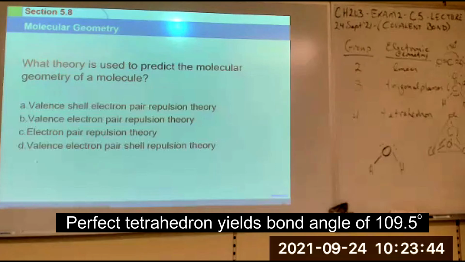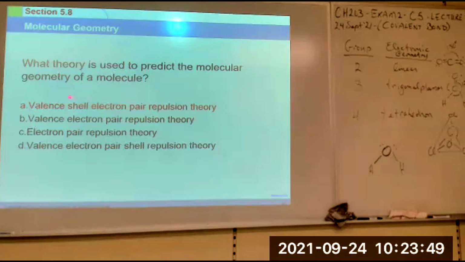So what theory is used to predict the geometry? Valence shell electron pair repulsion theory. That's it right there.